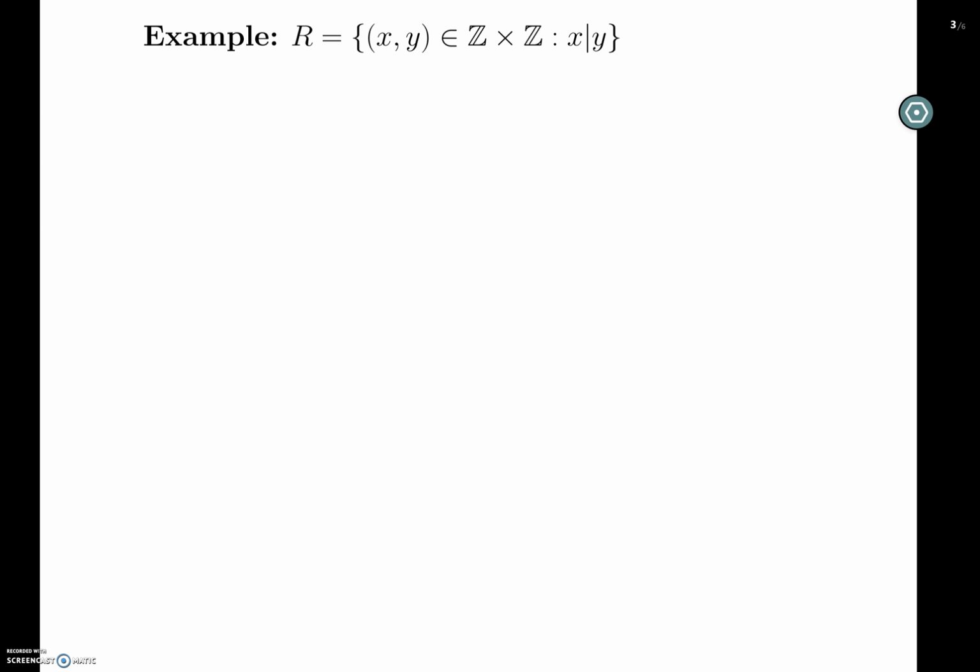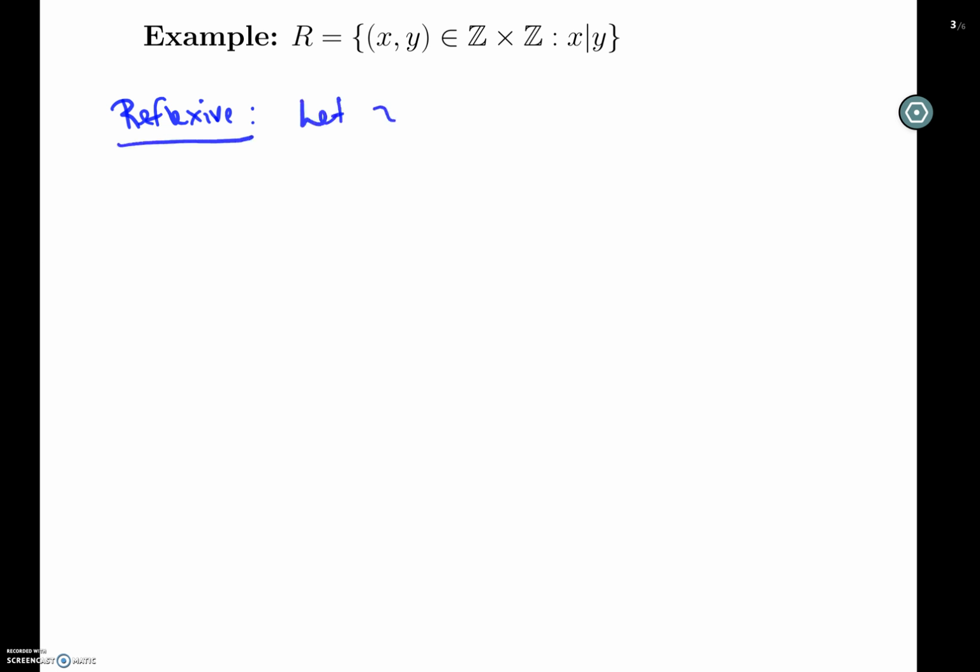For our first relation, we're going to consider the set of pairs xy in Z cross Z such that x divides y. So let us begin by examining whether or not this would be reflexive. In fact, this will be reflexive because for every element we choose, it will always divide itself. So how do we go about proving this?